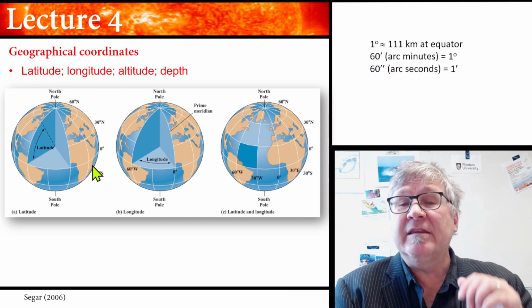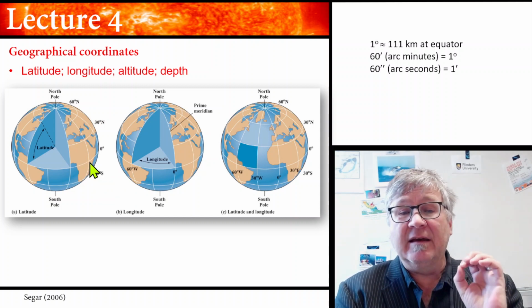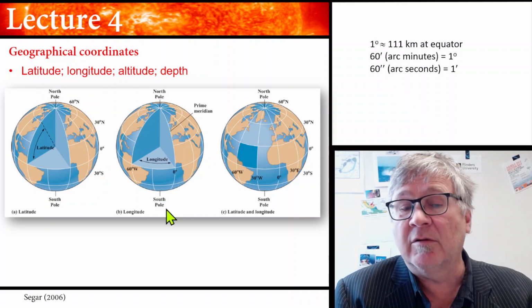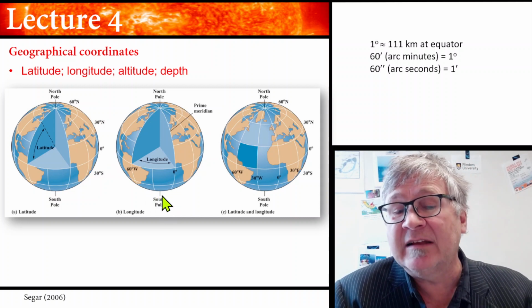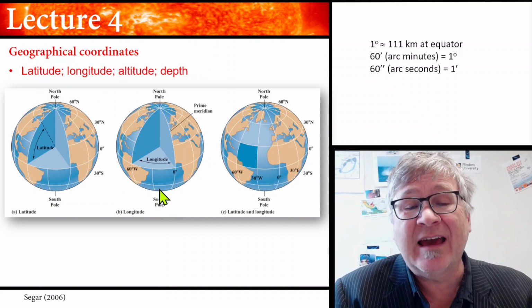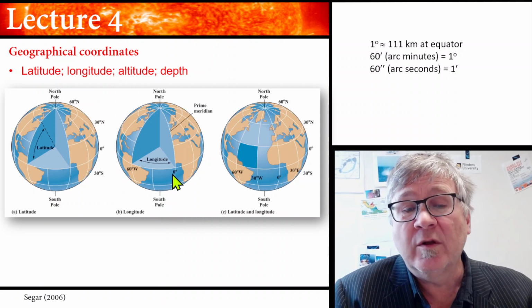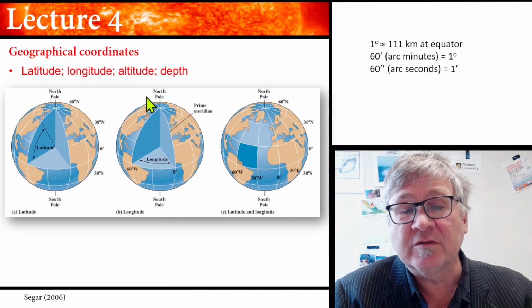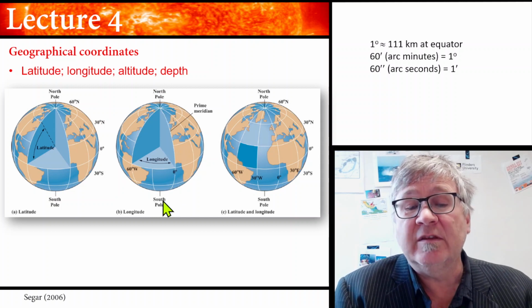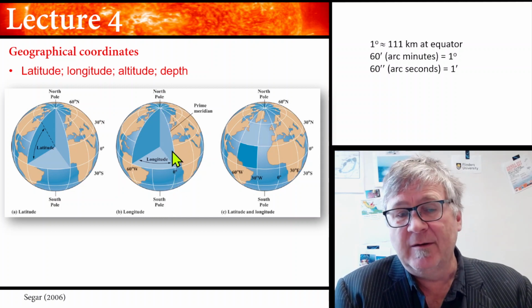So now we can define also geographical longitudes, and geographical longitudes are the lines, the sections that you get if you cut through the North Pole and the South Pole. So you have planes cutting through the North and South Poles perpendicular to the geographical latitudes.